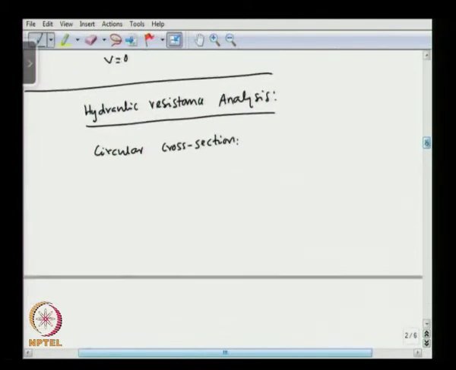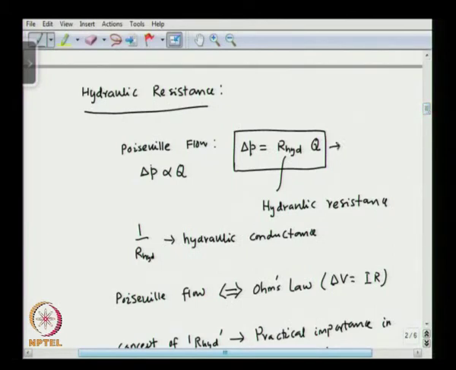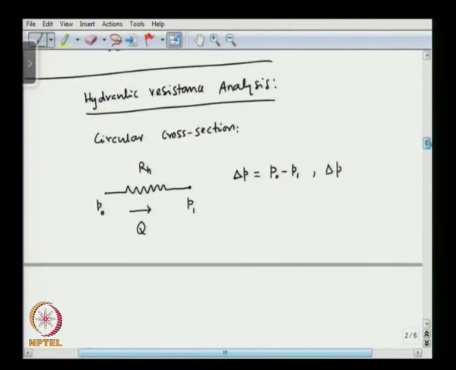Okay. So we have, let us say, a hydraulic circuit, something like this. Here pressure is P0, here pressure is P1, this is hydraulic resistance and we have flow Q occurring. So the pressure difference delta P is going to be P0 minus P1, and from the Hagen-Poiseuille law that we have seen here, we can write delta P equal to Q into R hydraulic.